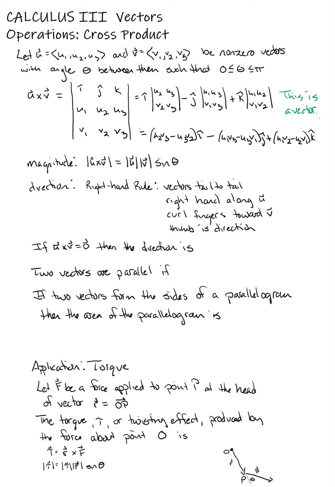Turns out that if u cross v is 0, notice that's the 0 vector, not the 0 scalar, then the direction is undefined. We know that two vectors are parallel if their cross product is the 0 vector.